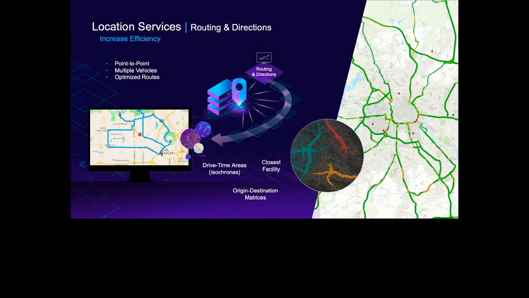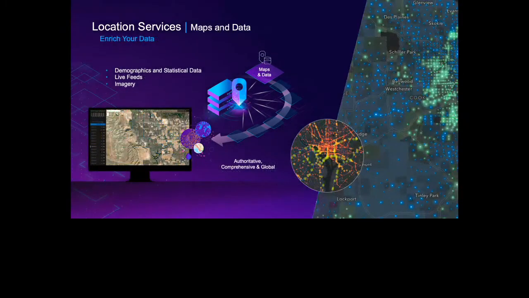The routing solver also takes into consideration things like current traffic conditions and dozens of restriction types, including U-turns, barriers, time windows, travel modes, and other stops. You can also calculate drive time areas, also known as isochrones, find the closest facility, and generate origin destination matrices. And so you can use these capabilities to understand things like disparities in access to critical community resources. But the platform offers more.